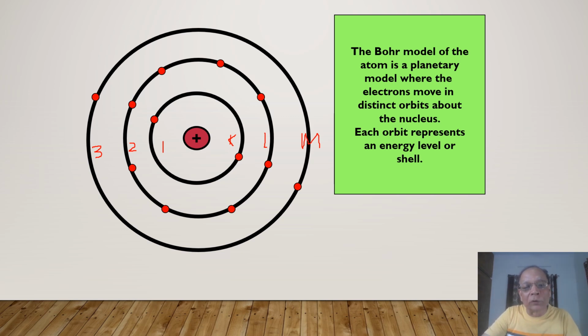And this model was developed by Bohr, but applicable only to hydrogen. Electrons are small subatomic particles. When they move, they have considerable waves associated with them. So unless we take into account the waves associated with the electrons, we will not be able to come to a conclusion about any proper model of an atom.